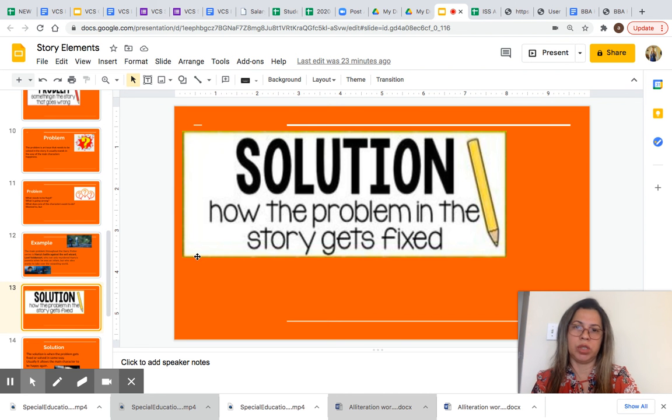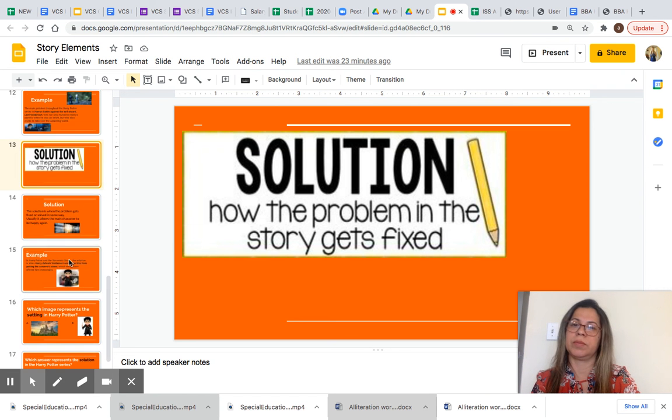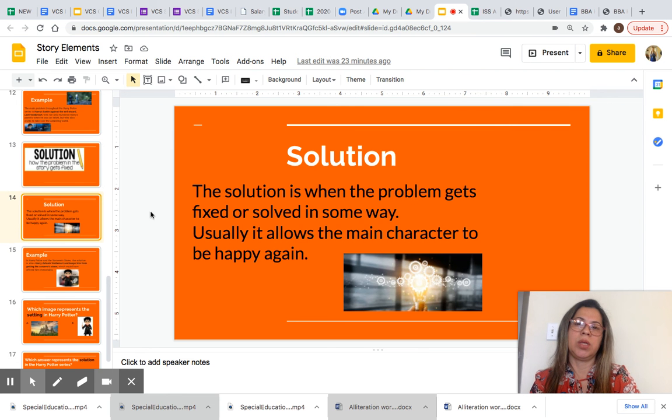Let's look at solution. Solution: how the problem in the story gets fixed. The solution is when the problem gets fixed or solved in some way. Usually, it allows the main character to be happy again.